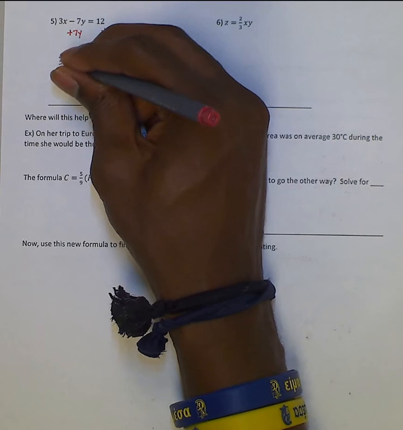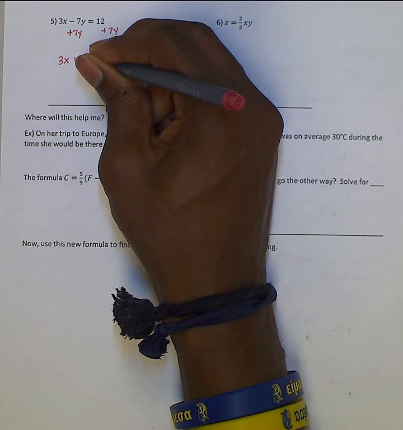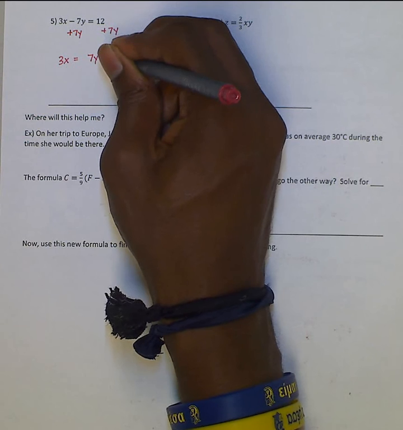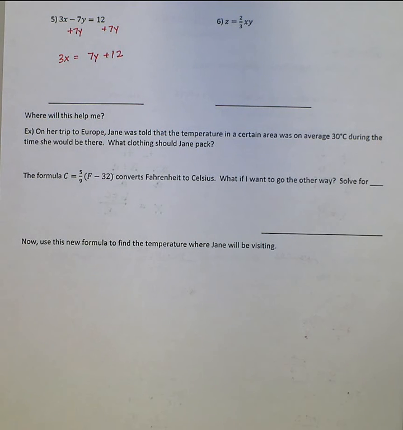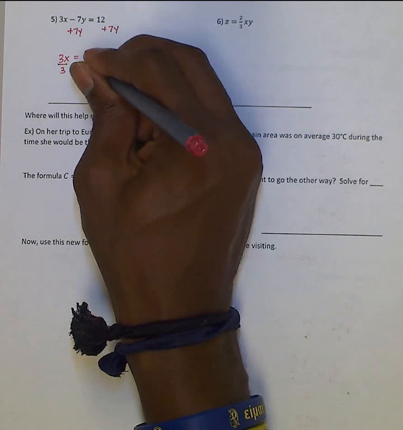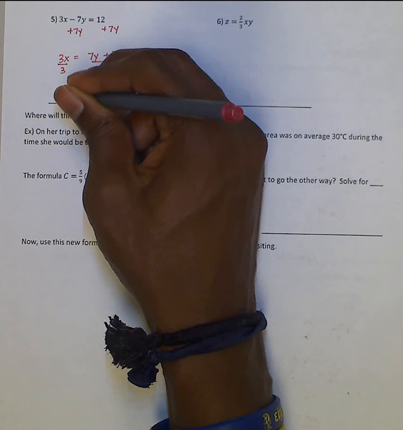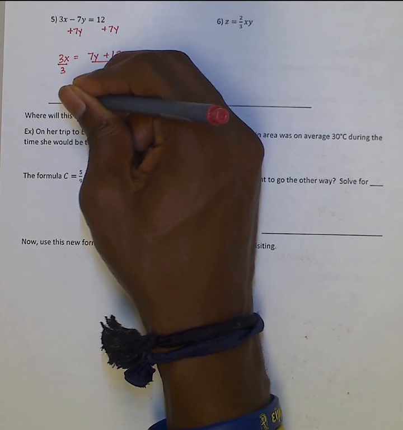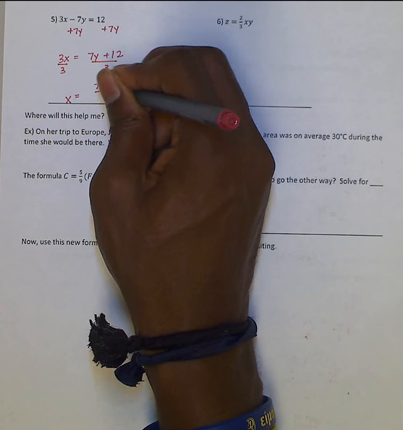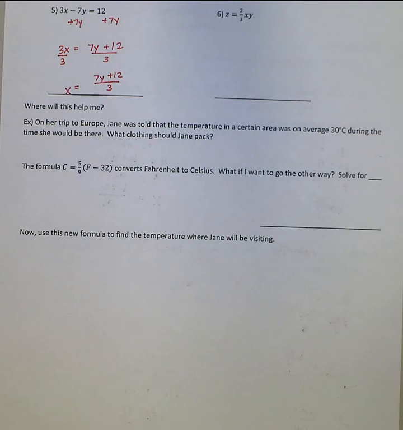So I have 3x equals, I'll write it as 7y plus 12. What's stopping x from being by itself? Now it's the 3. How do I get rid of it? I'll get rid of it by dividing both sides by 3. So my answer would be x equals 7y plus 12 over 3. Okay. That's one way I could write it.